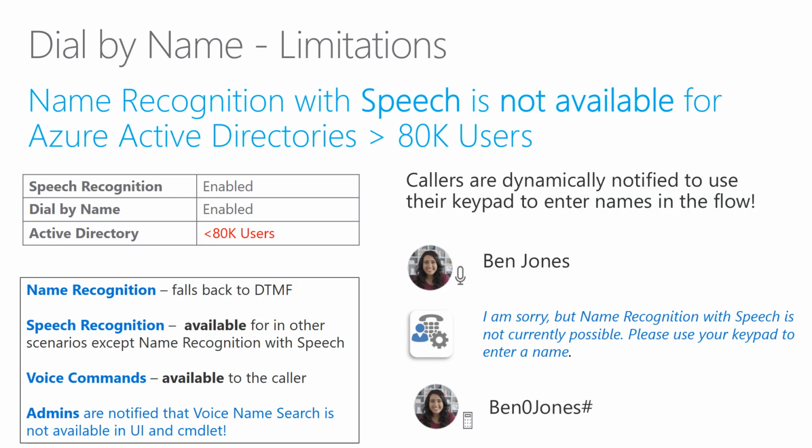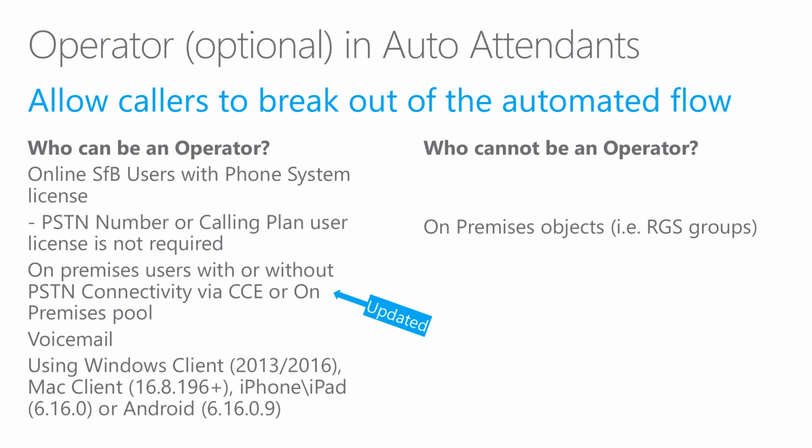When you're using dial by name, there are some limitations. While you can always use DTMF, you cannot use speech if your Azure Active Directory has more than 80,000 users. We will tell you this in the configuration panel, and we will do an automatic fallback to DTMF. So who can be an operator for an auto attendant? Basically anyone, unless it's an on-premises object, such as a response group service.